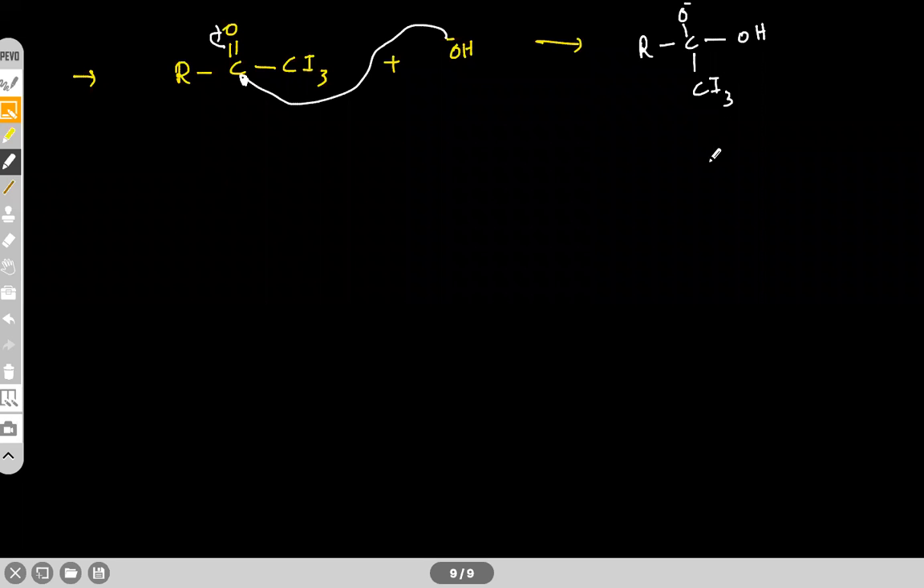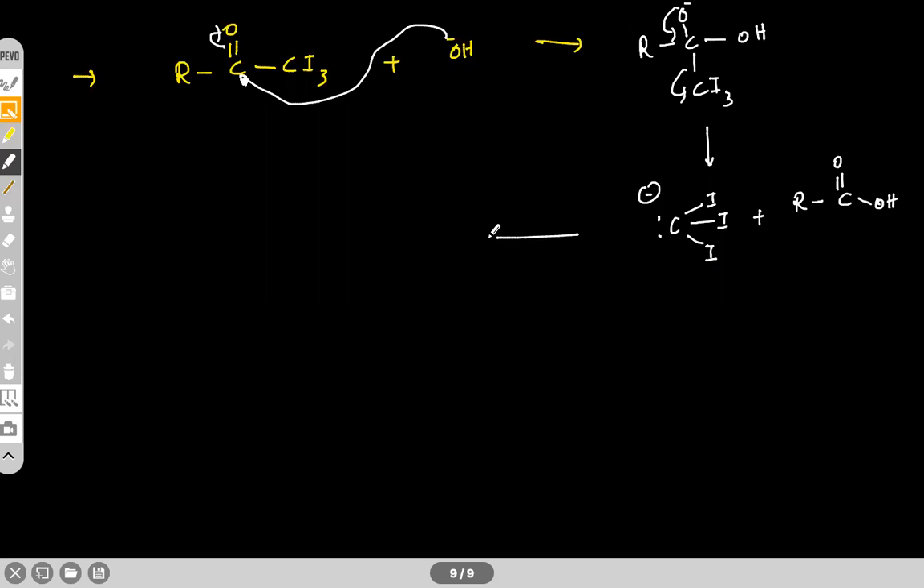Next step, could you tell me what happens in the next step? The hydrogen from oxygen goes and CI3 leaves. When it comes back, this CI3 leaves because CI3 minus is a good leaving group, because of the three minus I effect of iodine. So CI3 minus leaves and it converts into RC double bond O OH. Again, it's a simple step.